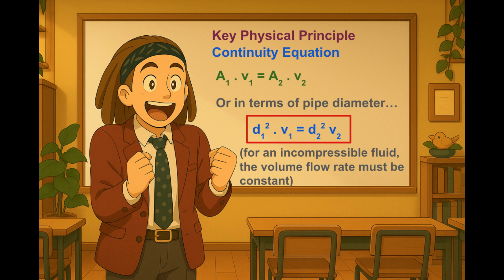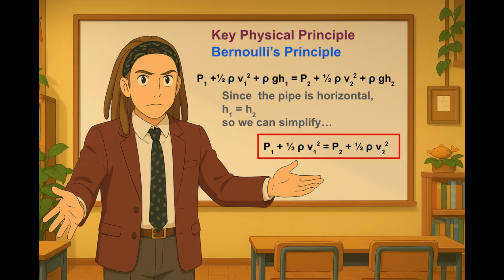Step 3, the principles we'll use. First, we'll use the equation of continuity, A1 V1 equals A2 V2. This principle states that for an incompressible fluid, the volume flow rate must be constant. Here, A represents the cross-sectional area and V is the fluid speed. Since area is proportional to the square of the diameter, this can be written as d1 squared V1 equals d2 squared V2. Second, we'll apply Bernoulli's principle.